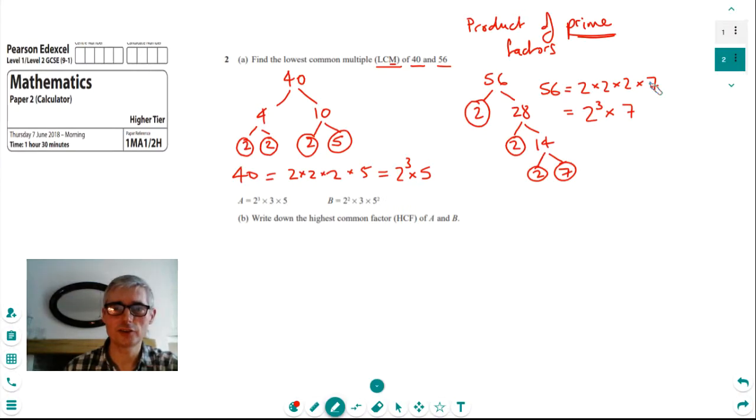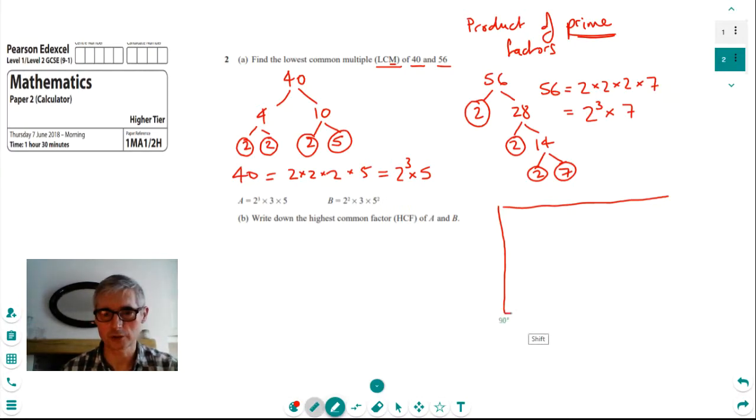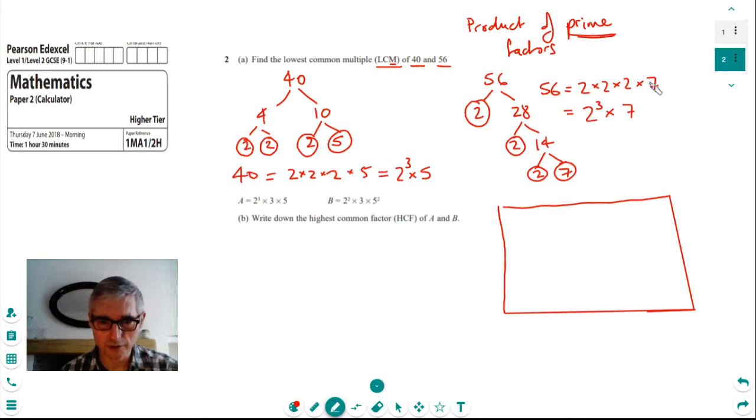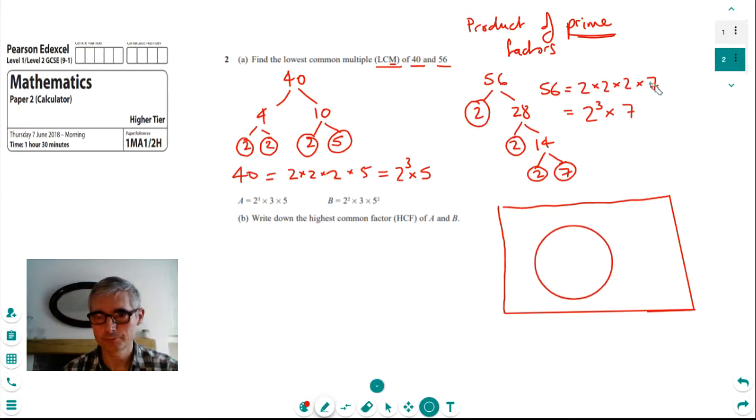Now, the easiest way that I've found to find the lowest common multiple is to draw these out as a Venn diagram. So we do it like this. I'll try and make it a little bit neater by drawing some straight lines. There we go. So there is our Venn diagram, and I'll put a circle on here. So there's one circle, and if I do another circle, they're going to cross over, or I'd like them to. We'll just do that again.